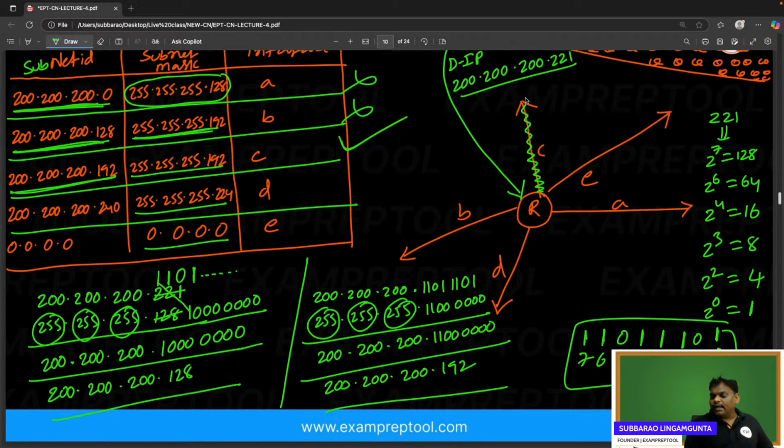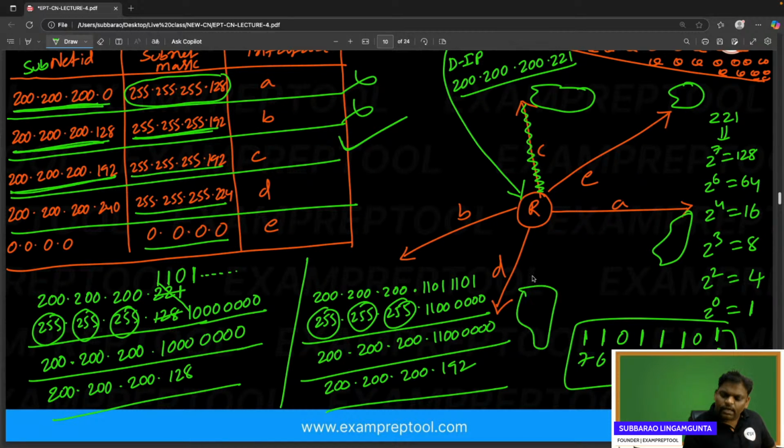Remember, C side one network is there. E side one network is there. A side one network is there. D side one network is there. B side one network is there, like that. So listen everyone now. I think C already matched.